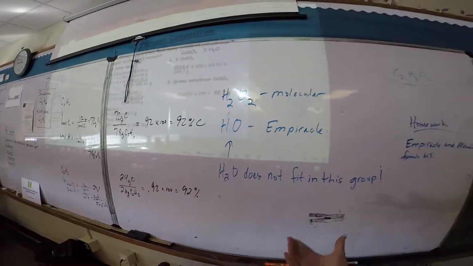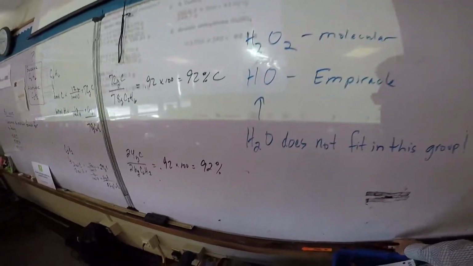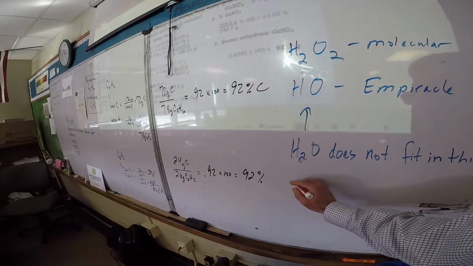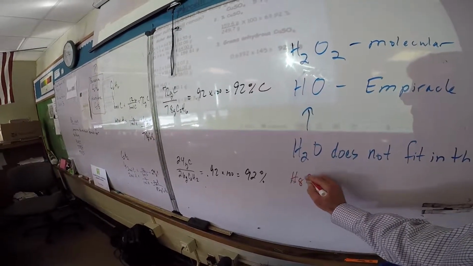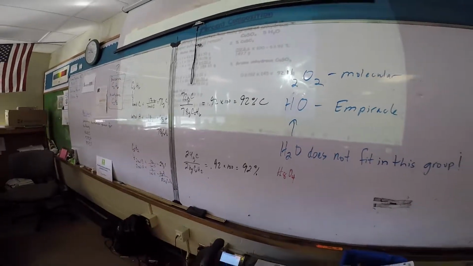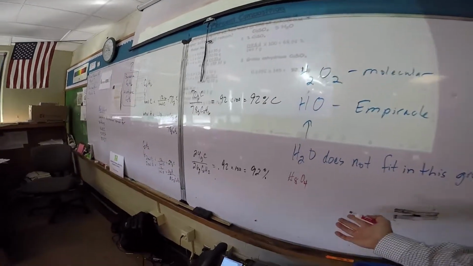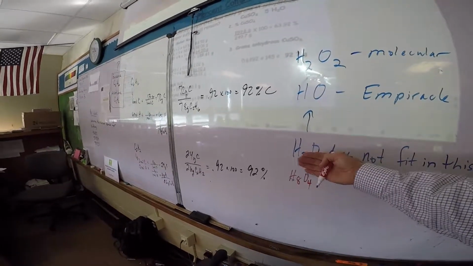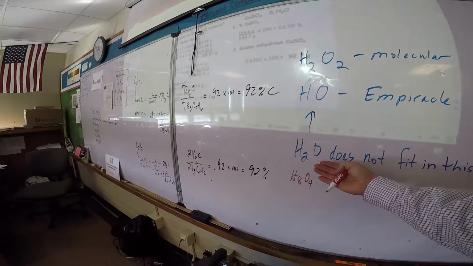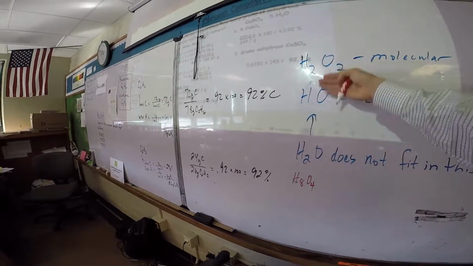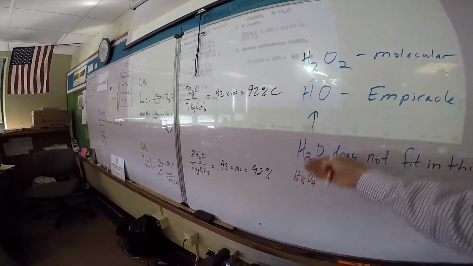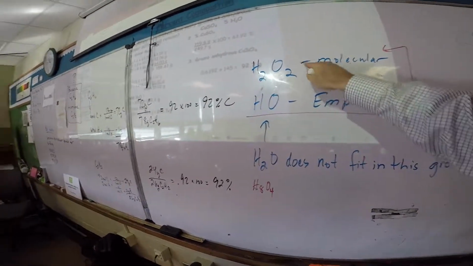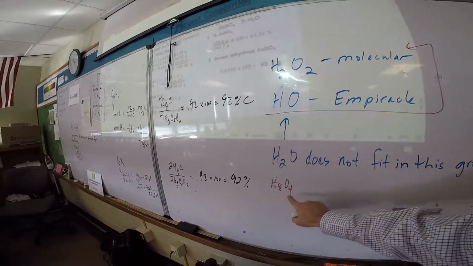So if you had, let's say, a molecular formula that doesn't exist, let's just say hypothetically that we had H8O4. So let's just say this was a molecular formula. Water would be the empirical because you can't simplify less than that. Does everybody understand that? So these two would be in different groups. This would be the empirical for a peroxide. This would be the empirical for this.